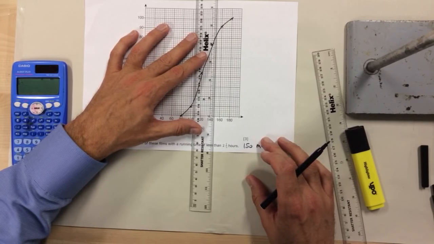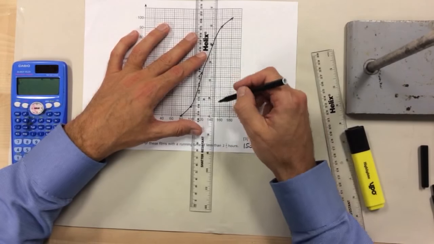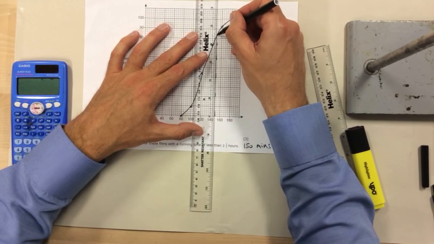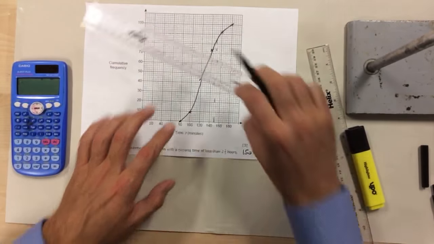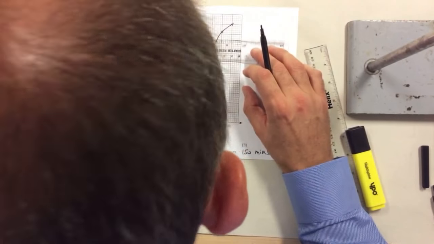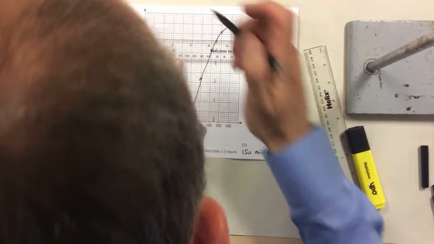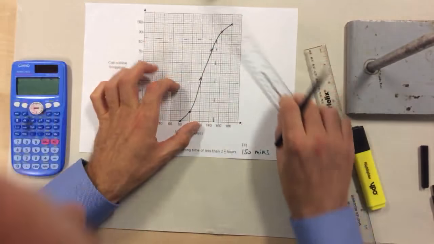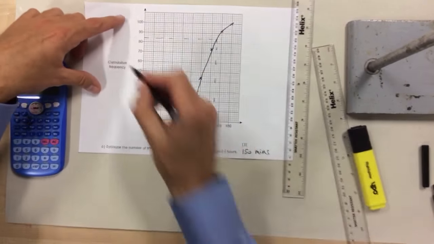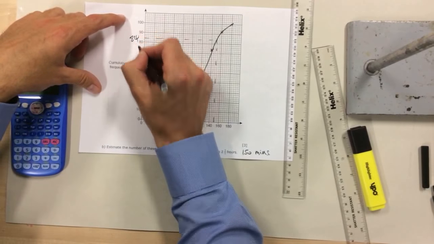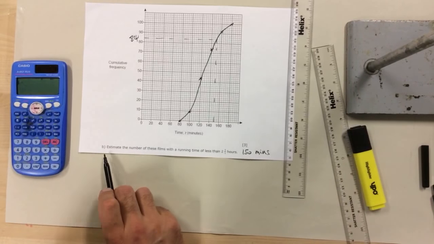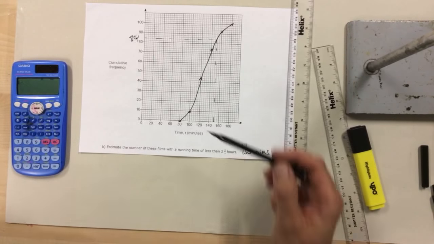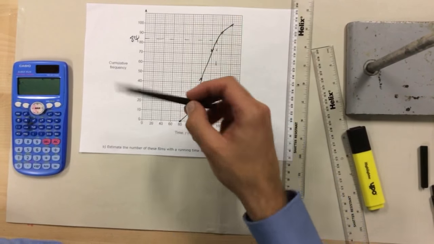I'm going across to 150 on the x-axis, and I'm reading up until I hit my cumulative frequency curve, and then I'm going to read horizontally across, and then I'm going to check the question again. So you can see I'm hitting around about 84 on the y-axis. But the question said estimate the number of these films with a running time of less than 2.5 hours. So my answer is 84.